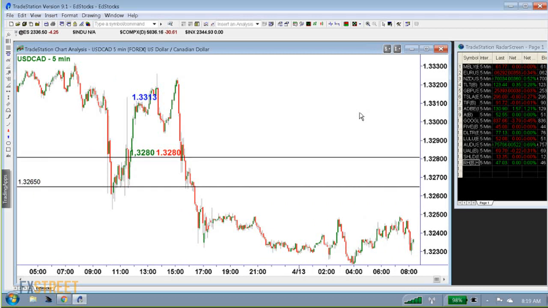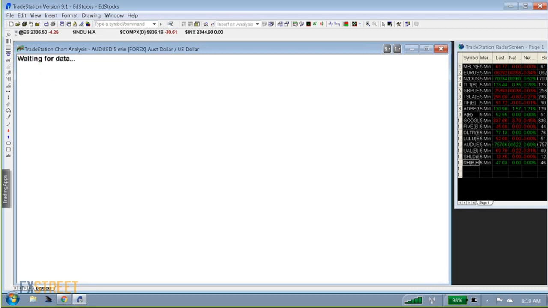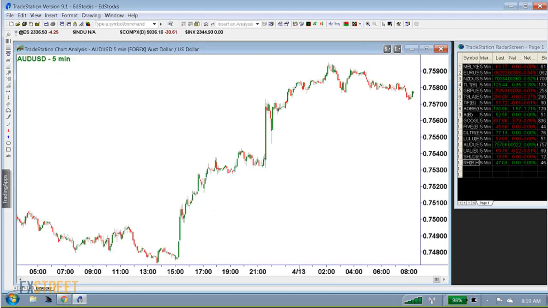Same thing over on Aussie US dollar. Took a little longer for this, took forever for this trade to play out. But it finally did play out.